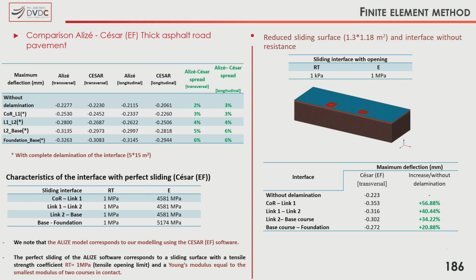the reduced delamination of about 1 or 2 square meters with interface parameters that are very degraded, and 1 megapascal module. For this sort of interface, we were able to observe kinematics that were very different because the maximum deflection was obtained in the high parts of the layers.